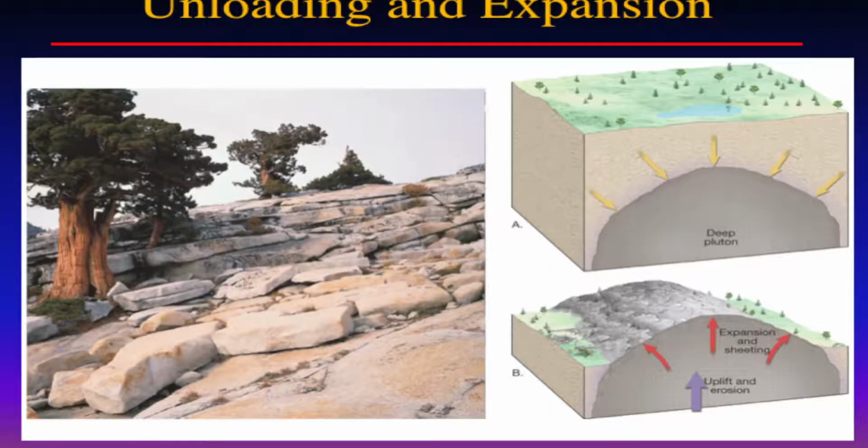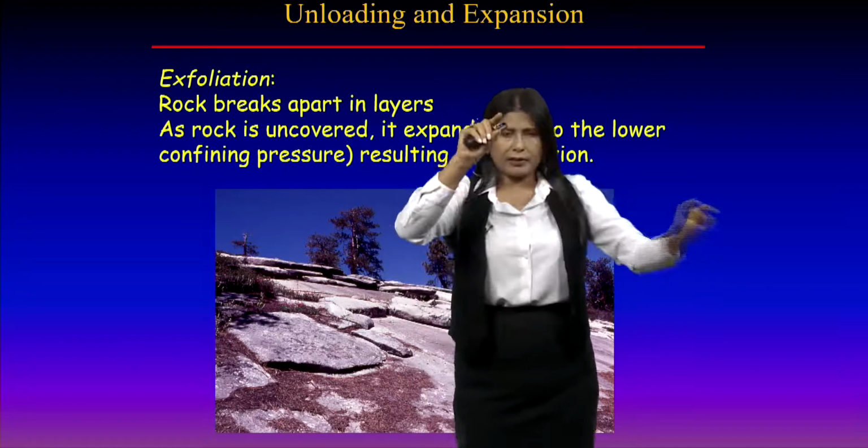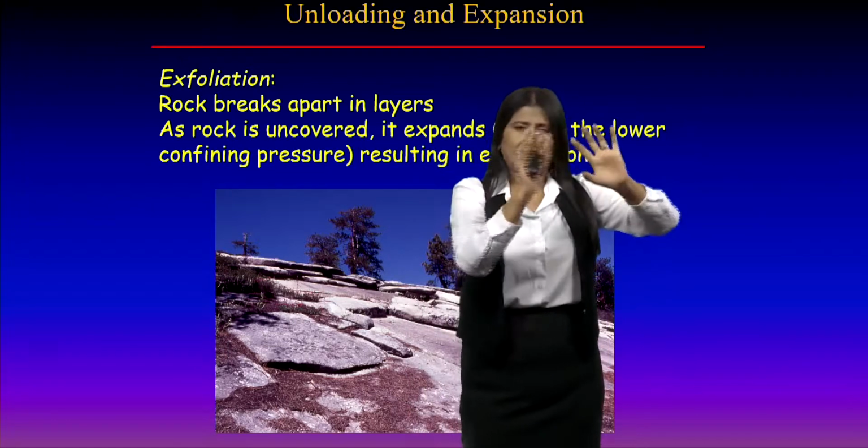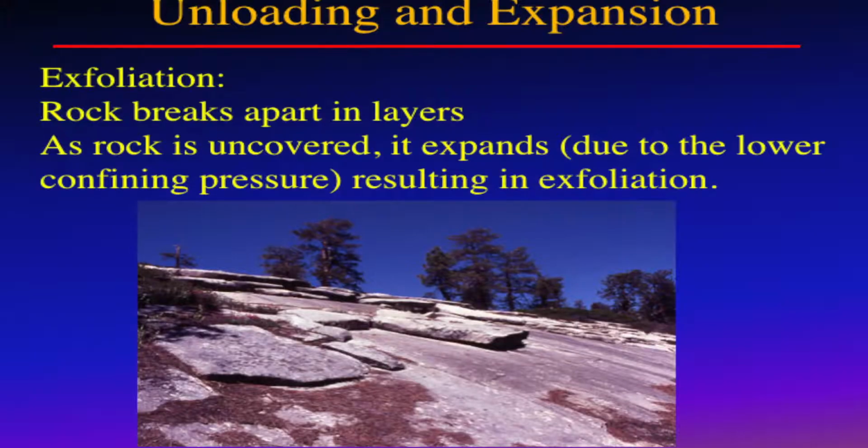This is called unloading, and unloading gives rise to peeling off the top portion of the rock, like how an onion is getting peeled. It gives rise to exfoliation. So, layer by layer the rock is going to be disintegrated and broken away from the system. So, exfoliation: rocks break apart in layers. A rock is uncovered, it expands due to the lower confining pressure, which results in exfoliation.